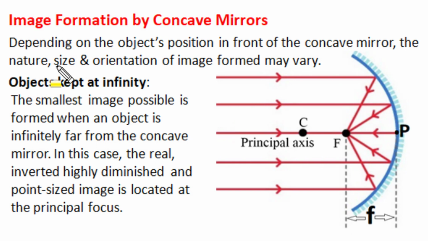The nature, size and orientation of the image formed by a concave mirror depends on the object position in front of the concave mirror, and depending upon the object position the image formed may vary. If the object is kept at infinity, then light rays from that object come parallel to the principal axis, and in that case all reflected rays will converge at the principal focus and will form a real, inverted and highly diminished, point-sized image located at the principal focus.